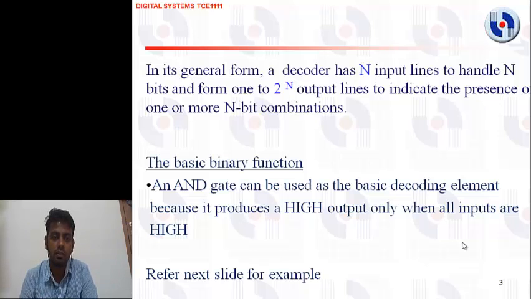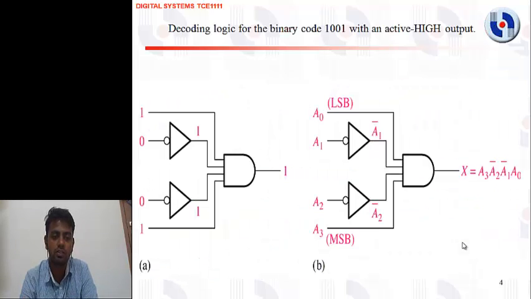The basic binary function, an AND gate, can be used as the basic decoding element because it produces a high output only when all inputs are high. This is one of the gates used while designing decoders. Only when all inputs are high will the AND gate give a high output. So for this purpose, we mostly use the AND gate in decoders.